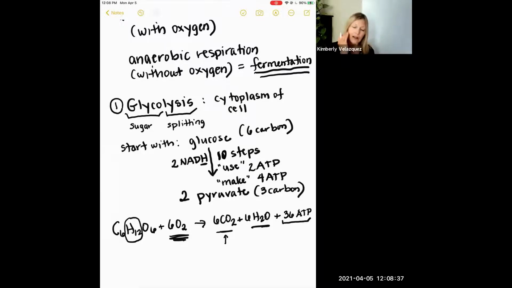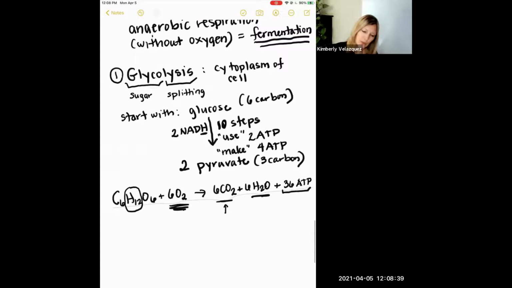So summary of glycolysis. What do we start with? We start with glucose. What do we end with? We end with 2 pyruvate molecules. How many ATP were made? 4 were made, but 2 were used. So that's a net of 2 ATP that were generated during glycolysis. Where is this taking place? It's taking place in the cytoplasm of the cell.